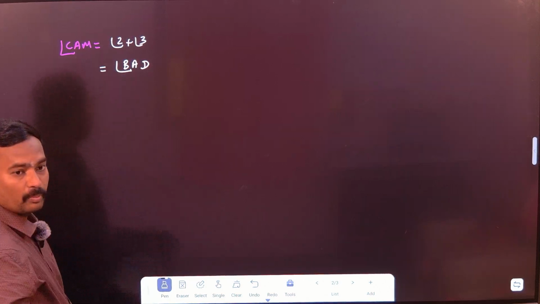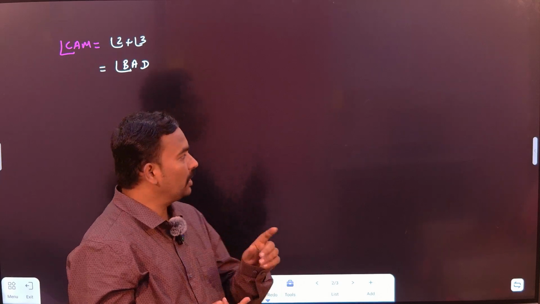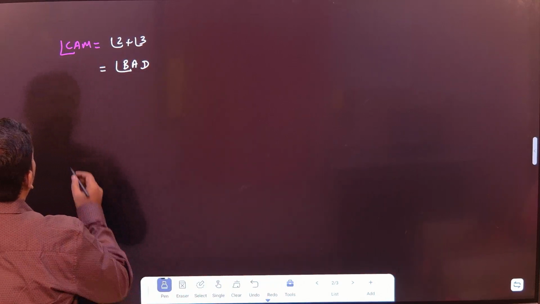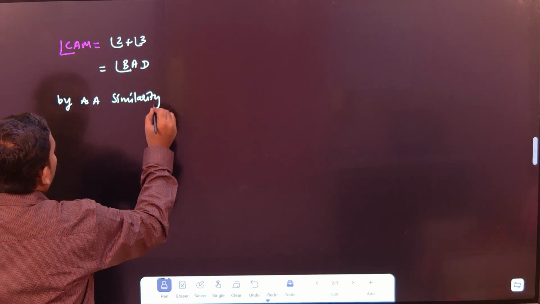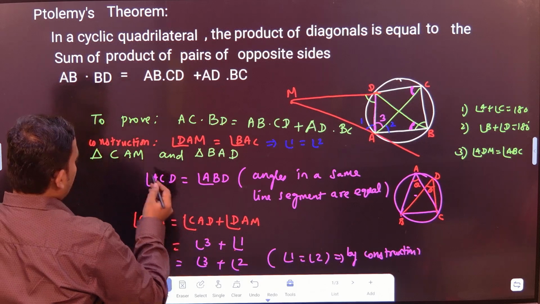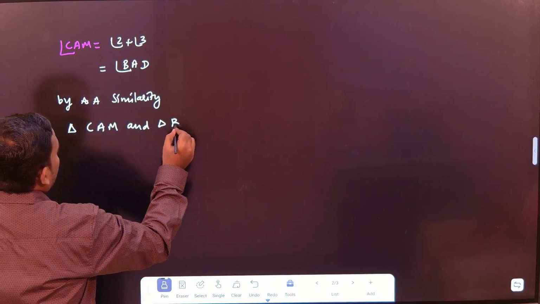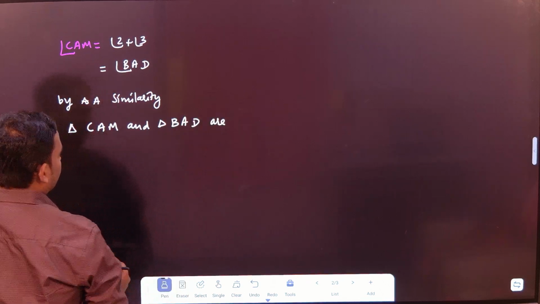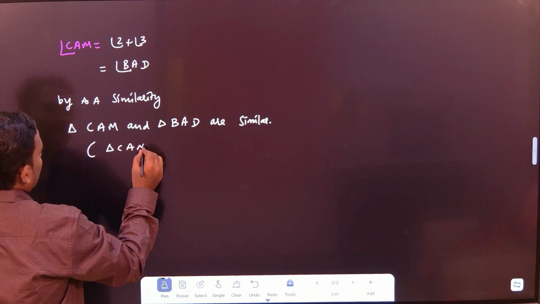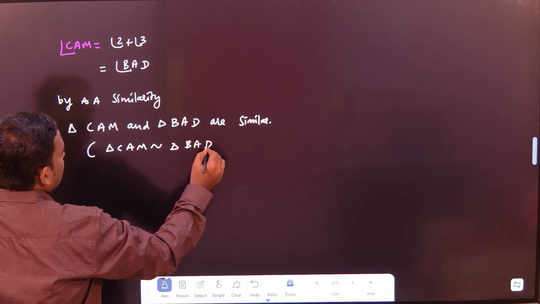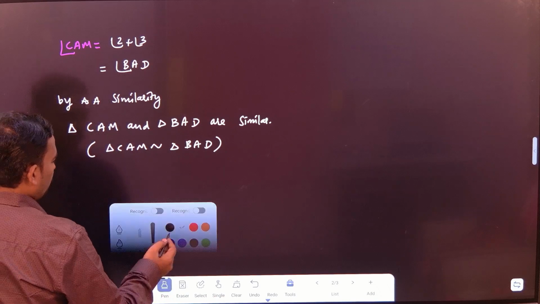Okay. So therefore, by angle similarity, we can say that the first one is angle in the same line segments are equal. Second one is, you can see angle CAM is equal to angle BAD. So by angle similarity, we can say triangle CAM and triangle BAD are similar. That means you can write triangle CAM is similar to triangle BAD. Okay. If two triangles are similar means what? Ratio of sides are proportional.